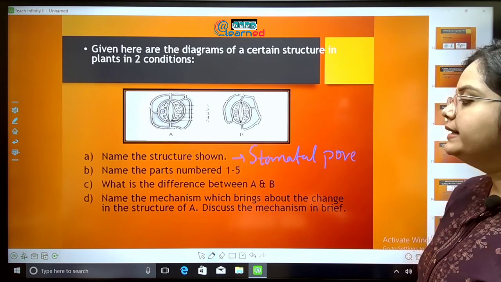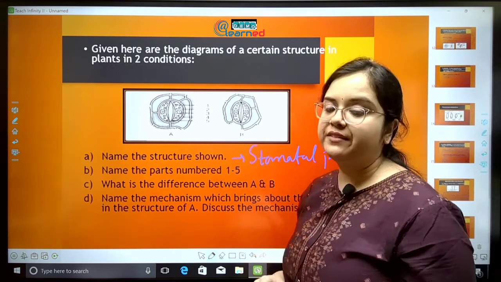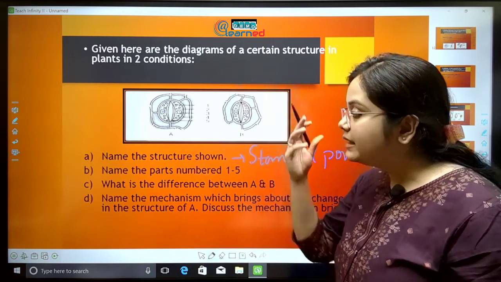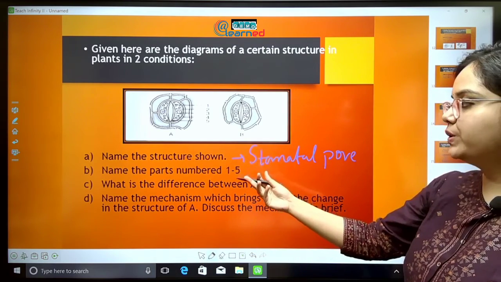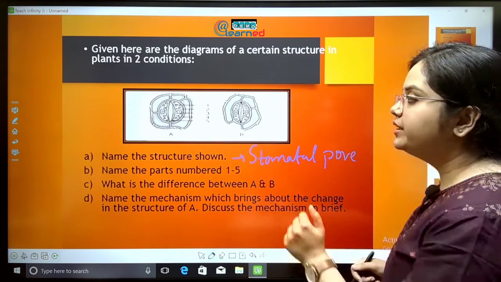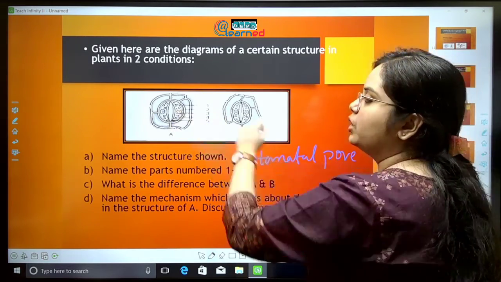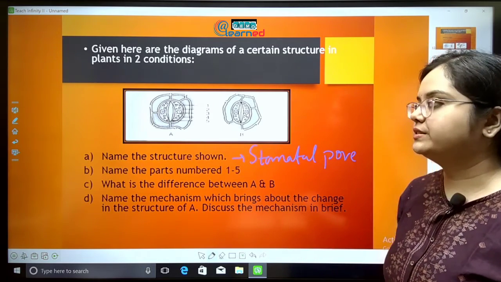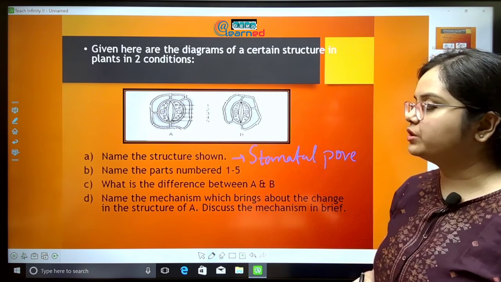Name the parts numbered from 1 to 5. Now we have spoken about turgidity and all that. So this is an eye opener for a question. We have to also know all the parts individually. So what are the parts? Number 1, what does it show? I am giving you 2 seconds of time to understand what it is.